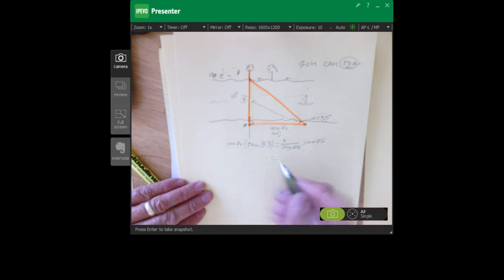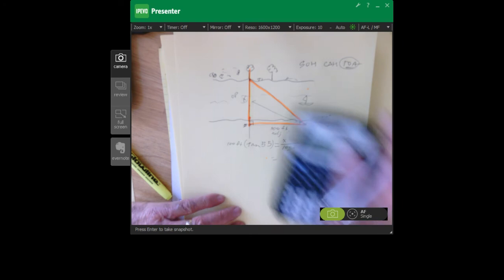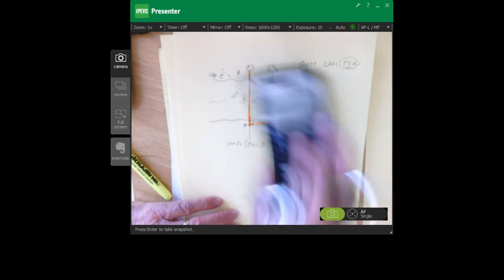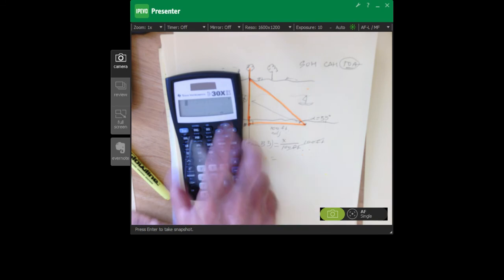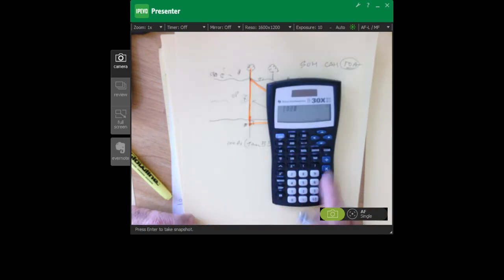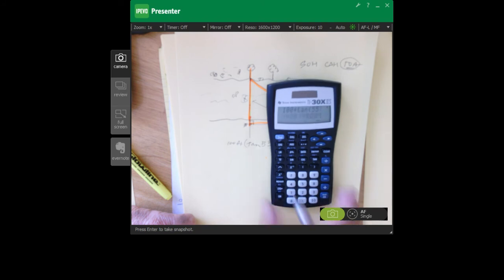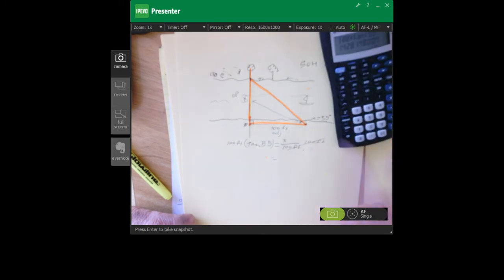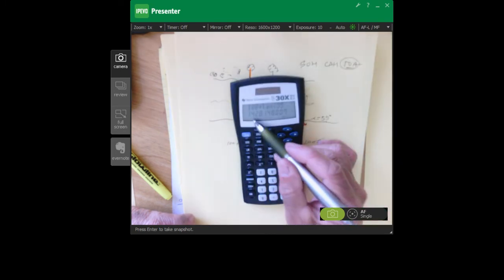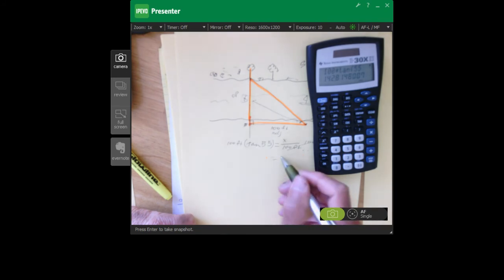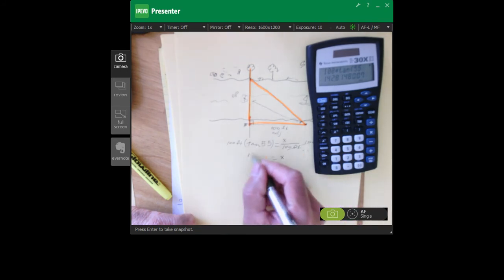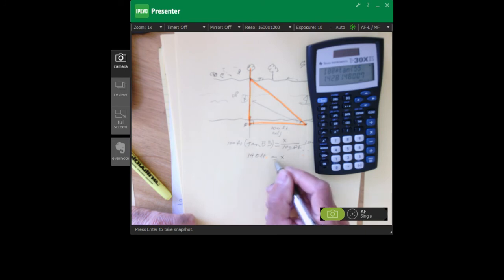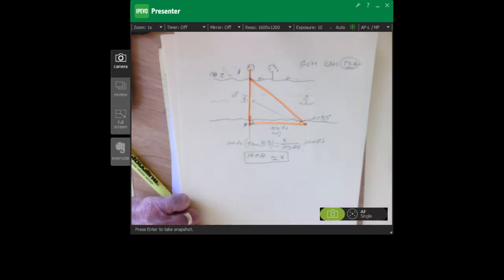And that cancels. And you're left with 100 times tangent 55, and that gives you 142.8. Now let's go ahead and round this one off to the nearest tens place. Not necessarily the most accurate estimate. We call that about 140 feet. Okay, so that's how you can do this.